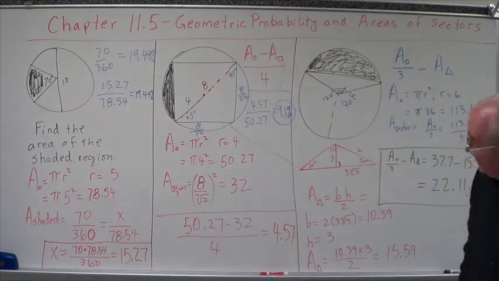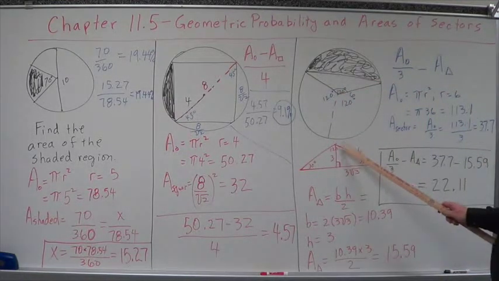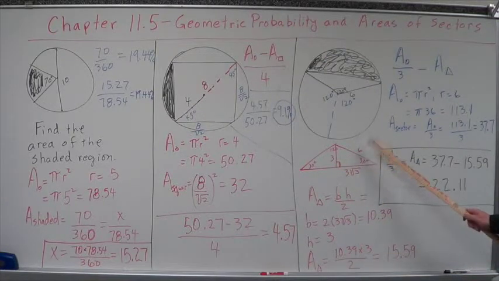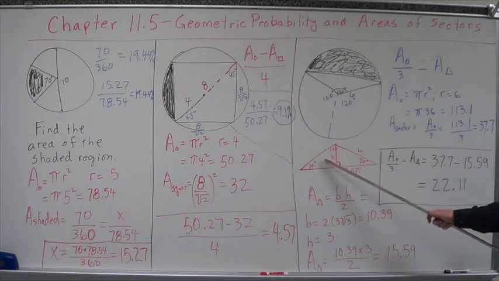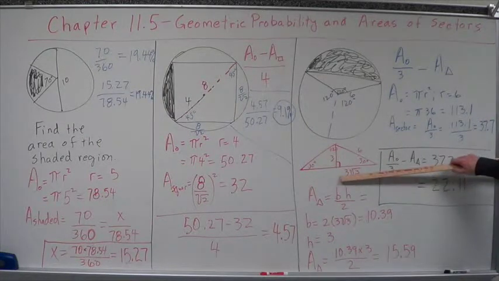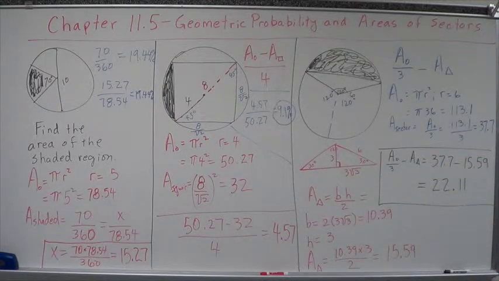Okay? And that's a 30, 60, 90 triangle. The hypotenuse is 6. The short side is what? Special right triangles. You got to look at them. What is it? It's 3. What's the long leg? 3 times the square root of 3.